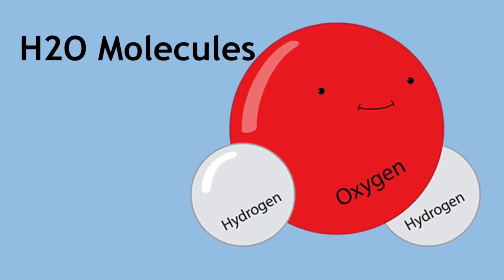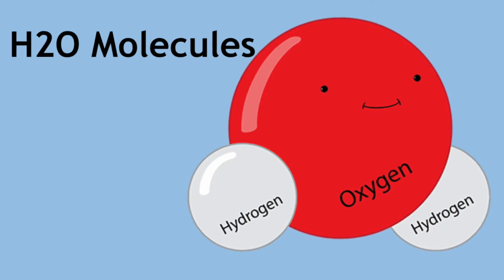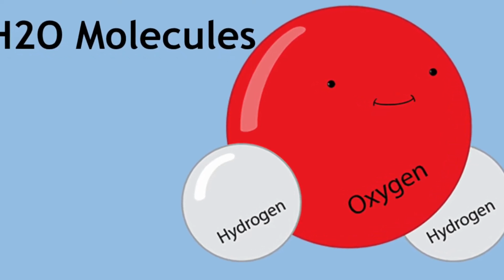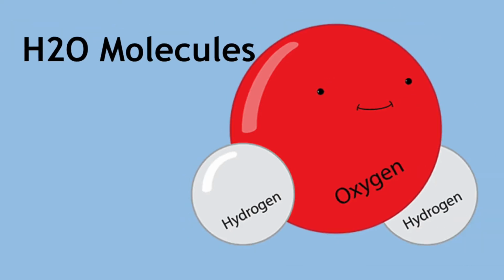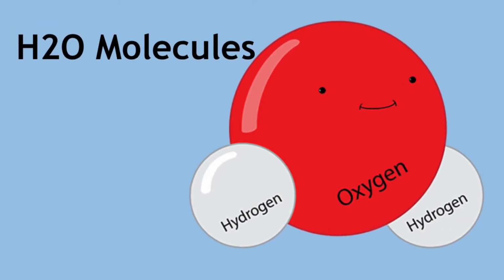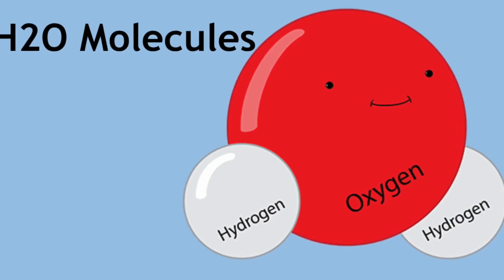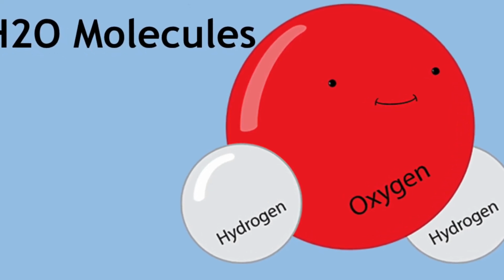As you can see, this is an H2O molecule. H2O molecules are composed of one oxygen molecule and two hydrogen molecules. Because water is so dynamic, it has a lot of properties. One of the properties that it has is adhesion.